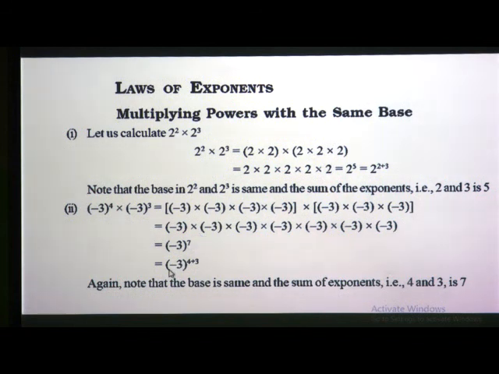So, how did you get the 7? It is nothing but we added the powers, that is 4 plus 3 is 7. Again, note that the base is the same and the exponents, that is the powers, are to be added, that is 4 and 3 is 7. So, this is the first law of exponents. Everyone understood, I think so. When bases are the same, exponents, or we can say powers, should be summed.